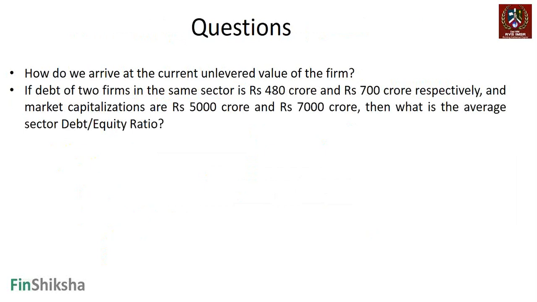There are a couple of points left now in this particular unit, which will cover first a validation of the fact that we can use this approach and enhance company value or enhance shareholder value if we take the debt, and then a discussion on what are the key pointers that impact this overall analysis, this overall capital structure for a firm, right? So before we end, a couple of questions. How do we arrive at the current unlevered value of the firm? If debt of two firms in the sector is 480 crore and 700 crore and market capitalizations are 5,000 and 700 crore, then what would be the optimal capital structure based on average sector debt to equity ratio, right? So that's what we have to solve.